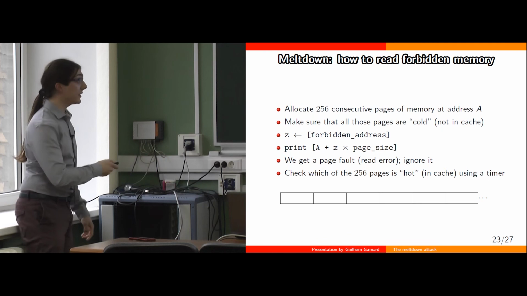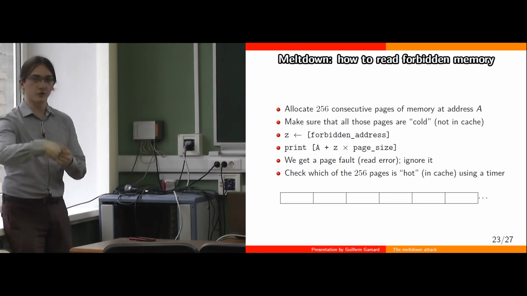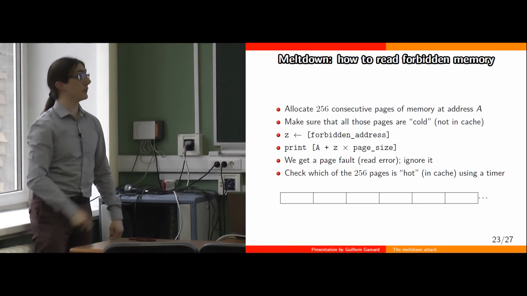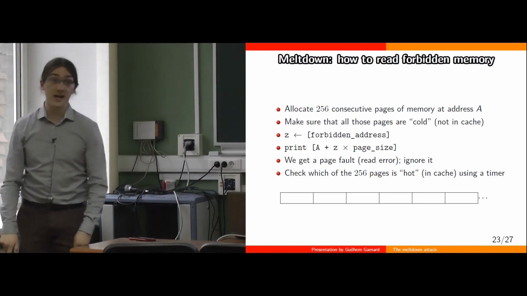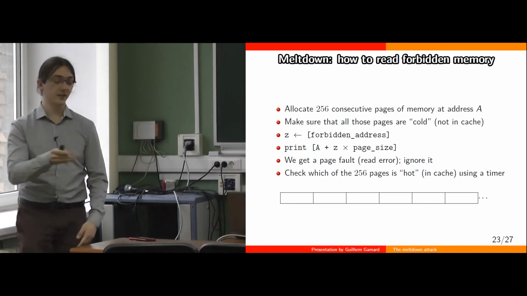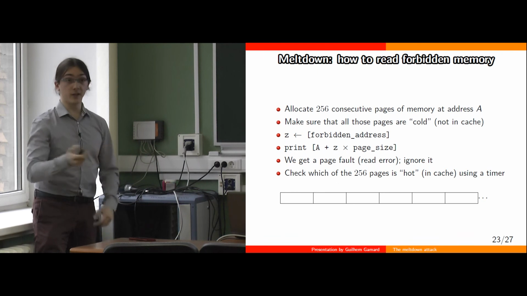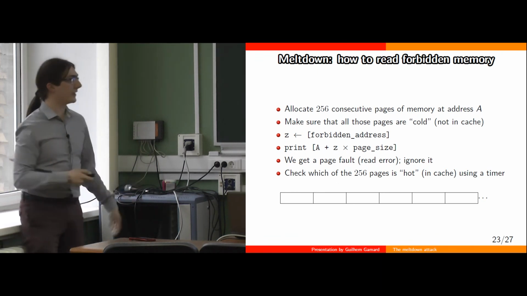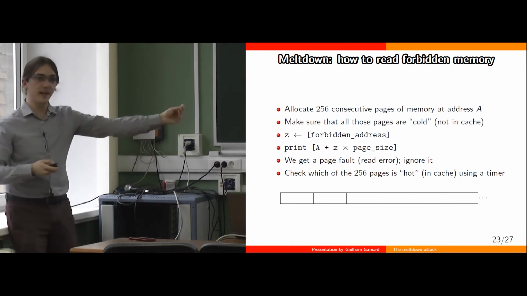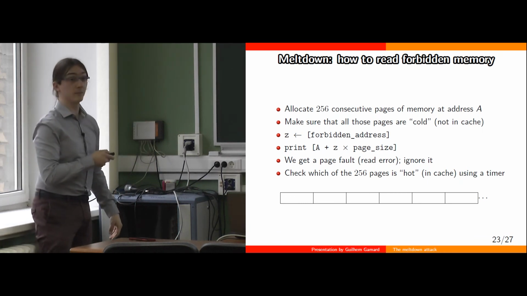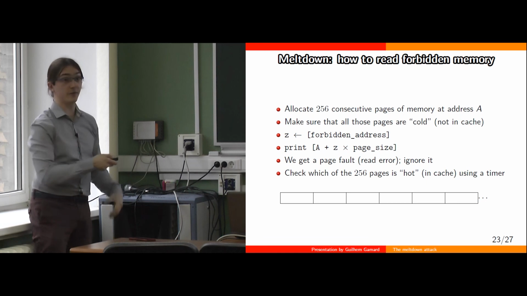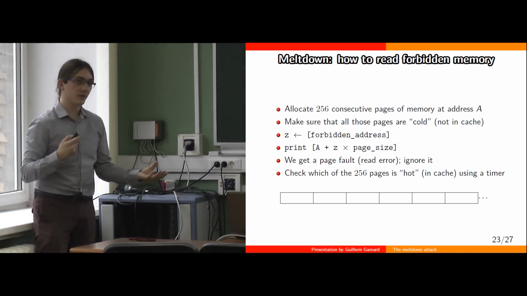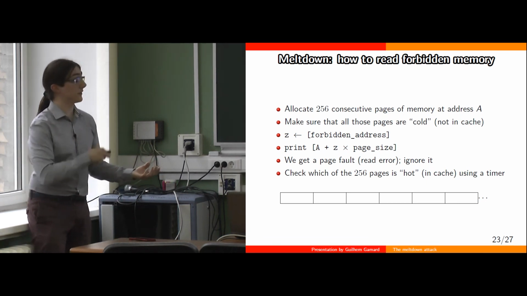So now, what we can do is, just using a timer, check which of the 256 pages is in the cache. We just try, for simplification, all of them, and we look at which one is faster to access. And the index of this page is going to be the contents of Z, because we started to access this page before realizing that we should not. So this is the main thing.